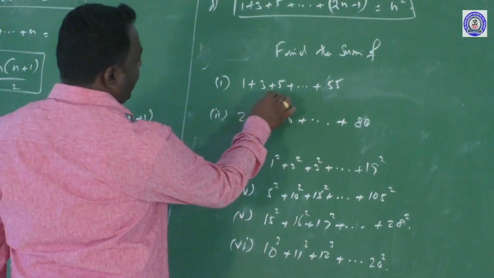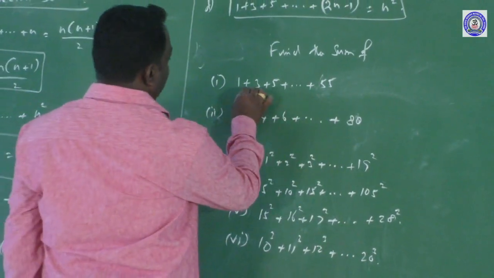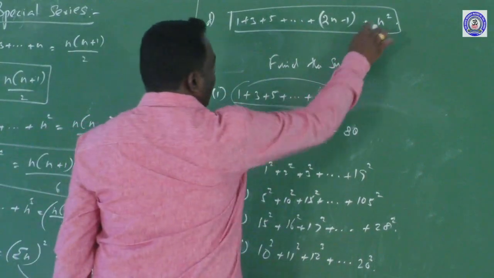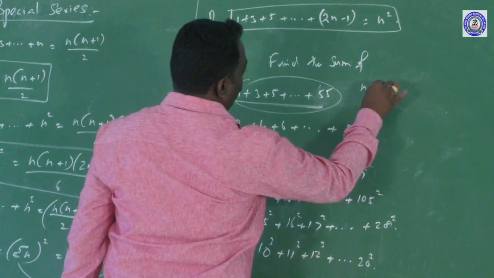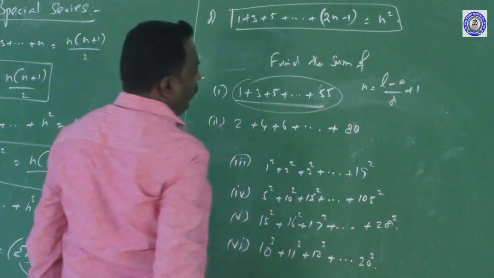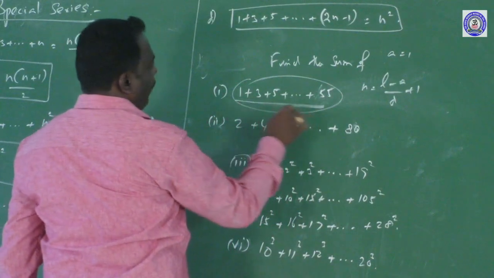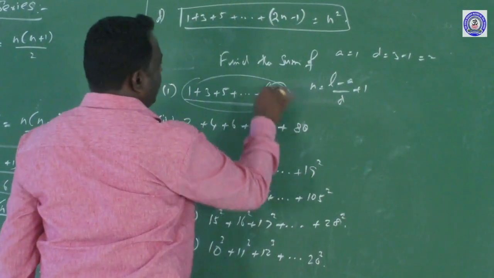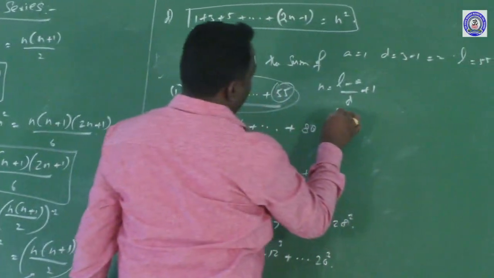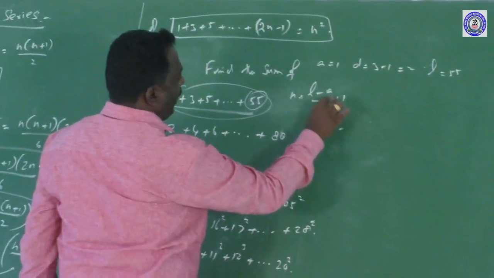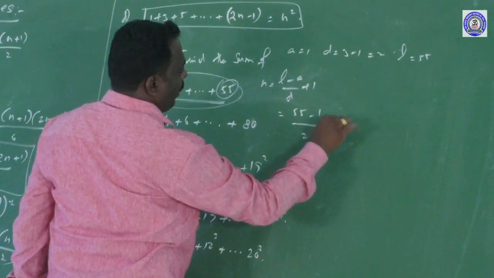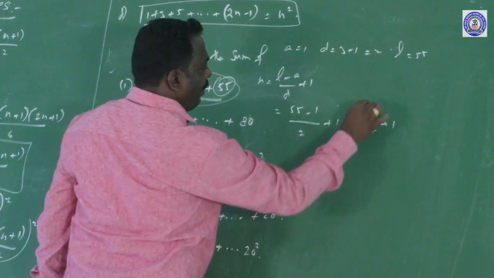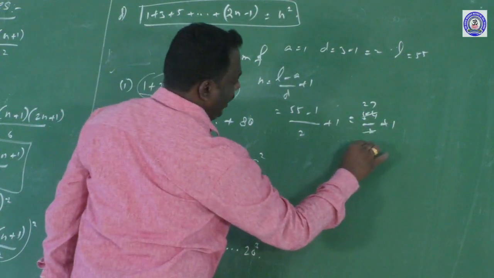First one: 1 plus 3 plus 5 plus etc. up to 55. First find how many terms there are in these odd terms, that is, find the n value. How to find the n value? n is equal to (L minus A) by B plus 1. The first term A is equal to 1, the common difference B is equal to 3 minus 1, second term minus first, that is equal to 2. The last term L is equal to 55. Therefore n is equal to (55 minus 1) by 2 plus 1, that is equal to 54 by 2 plus 1, that is 27 plus 1, equal to 28.